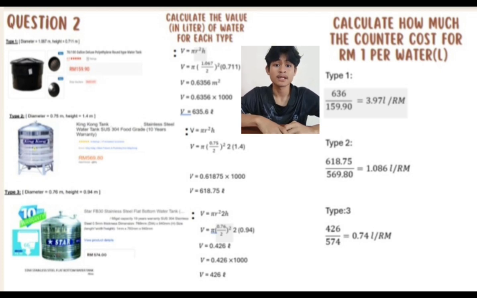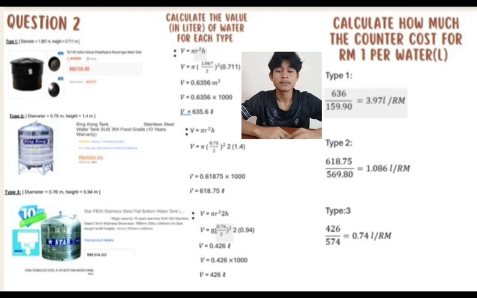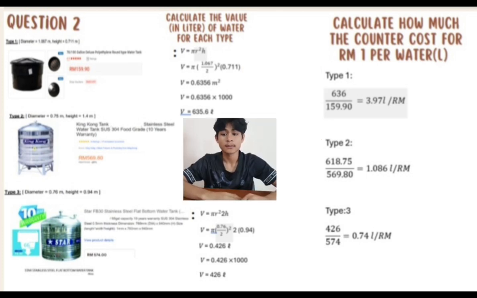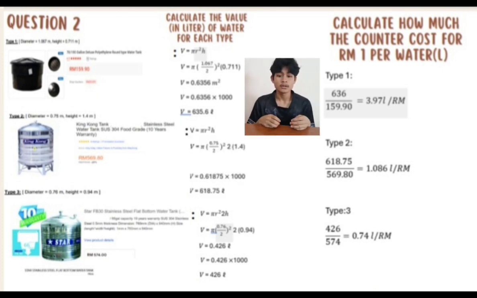So step one is you have to calculate the tank volume. Tanks are cylindrical in shape, so their volume is calculated using the cylinder volume formula, which is V equals pi r squared h. Volume is calculated in cubic meters and converted to liters by multiplying by 1000 in each calculation. So for water tank type 1, which is a black plastic can, it has a diameter of 1.067 meters and a height of 0.711 meter. Here is the final calculation for water tank type 1.